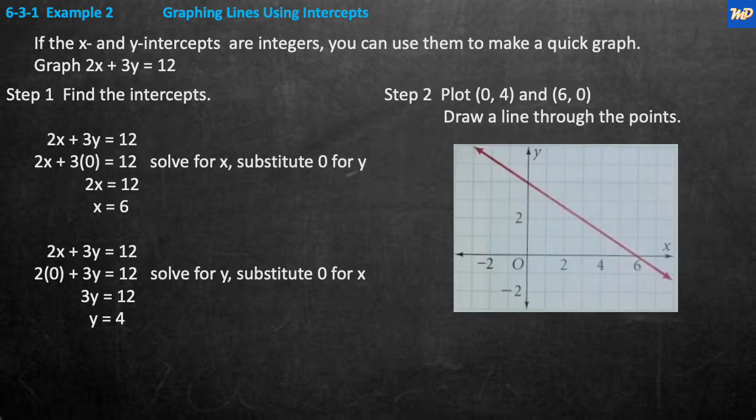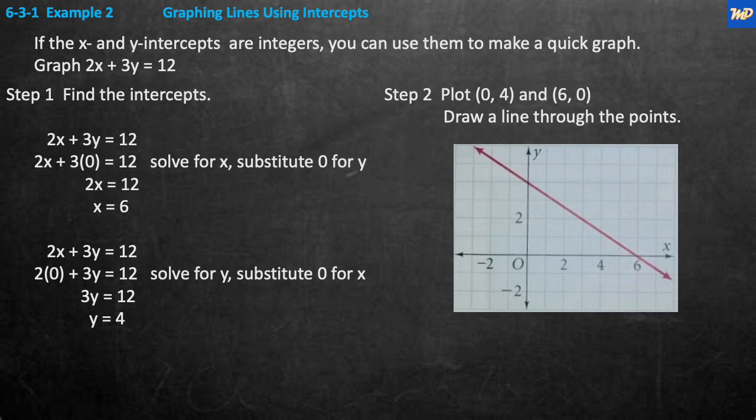Okay, example 2, graphing lines using the intercepts. So now we're going to use those two x and y intercepts and graph the line. So graph 2x plus 3y equals 12. It says if the x and y intercepts are integers, you can use them to make a quick graph. So 2x plus 3y is equal to 12.